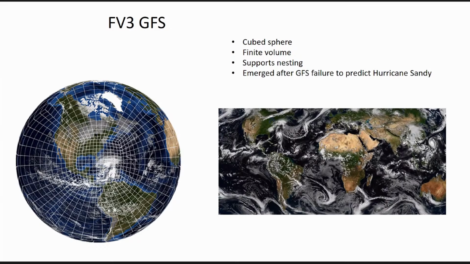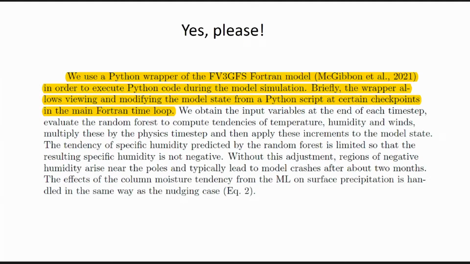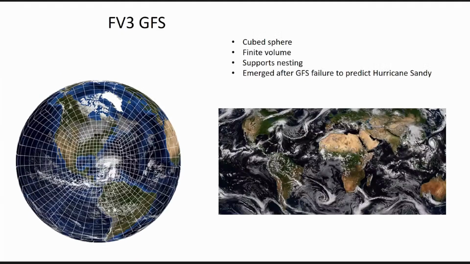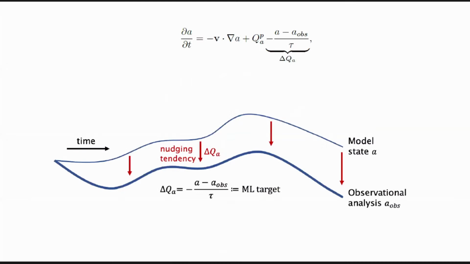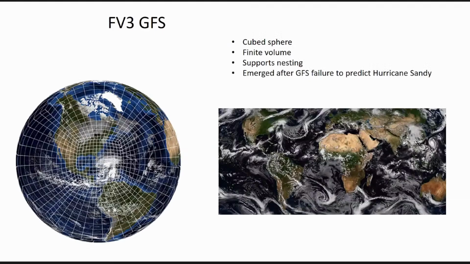Another really interesting thing is looking at how they generated the data for this model, right? So if we go back a couple slides, we have to do simulations and we have to nudge them. And then we'll eventually use this to train machine learning methods, and then we'll put the machine learning methods back into the coupled model. Well, what they have is very nice. If you look at this paper, McGibbon is actually from this Vulcan company. They have Python wrappers to get the model state at different points.